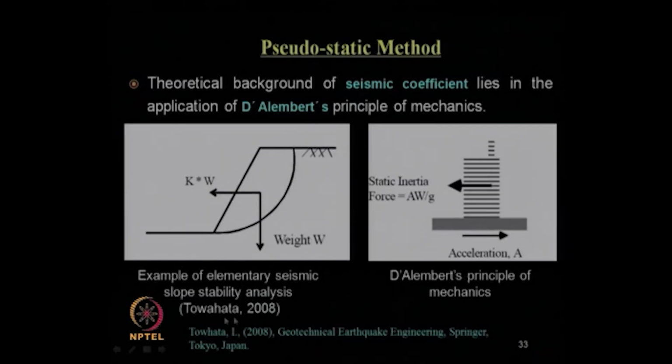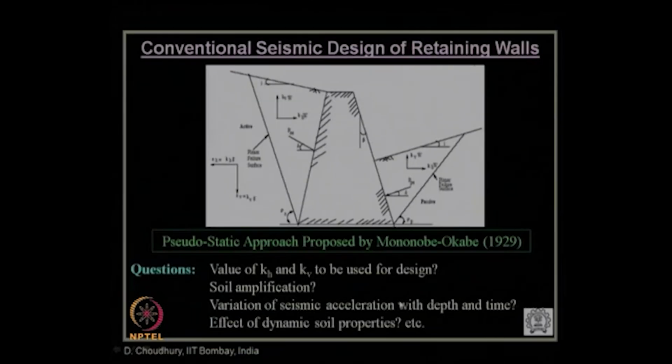This portion has been taken from the book by Professor Ikuo Towhata, 2008. This is the book reference, Geotechnical Earthquake Engineering, published by Springer. You can see, when there is an acceleration A, there will be the inertia force, A times W divided by g. This small g is nothing but the acceleration due to gravity, that is 9.81 meter per second square. In a similar way, A by g gives you this coefficient k, as I have already mentioned. This is called the pseudostatic coefficient, which you can multiply with respect to any failure zone, and your seismic analysis with respect to this pseudostatic approach can be done.